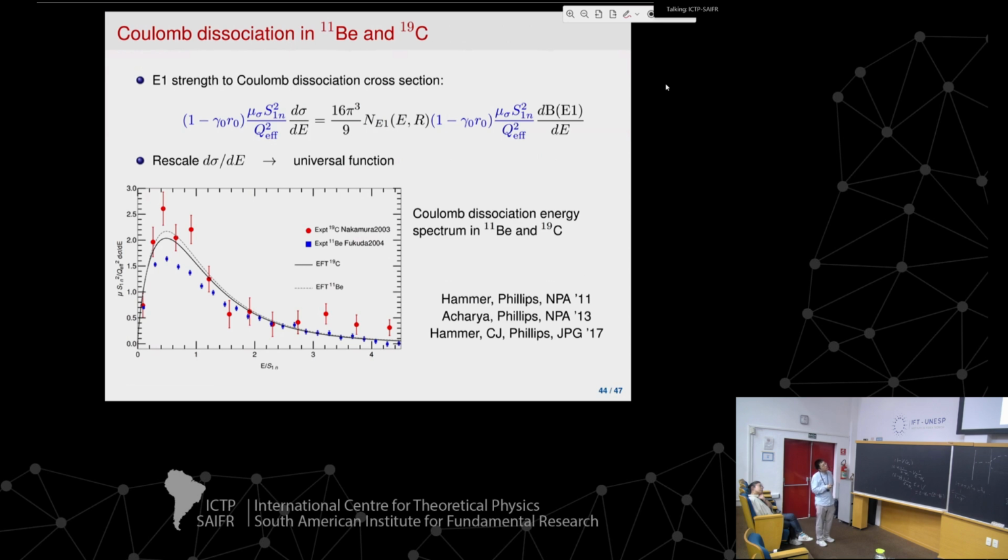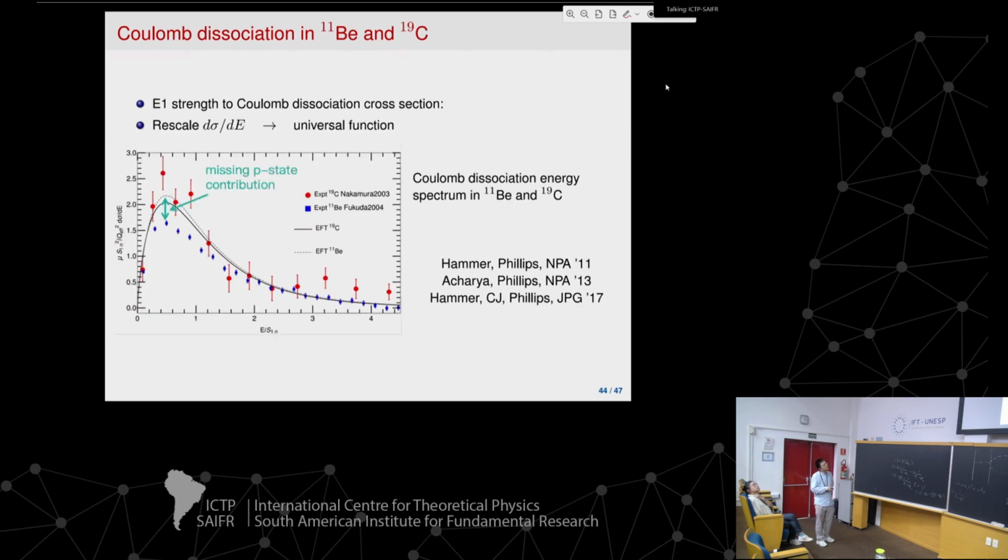But for beryllium-11, the data is below this curve. So what's the reason for beryllium-11? The disagreement between the theory and the experiment is that beryllium-11 has a p-wave bound state. In the calculations, we only calculated the S wave directly breaking up into the continuum. But if you have the S wave with Coulomb excitation to the P waves, it can have some cancellations in this E1 strength, so it can possibly move this line down closer to the data points.